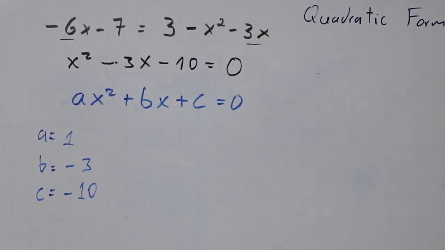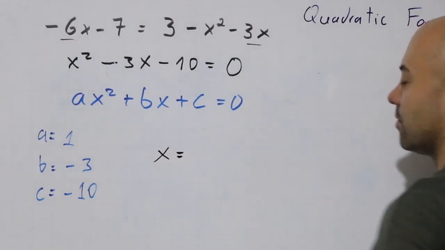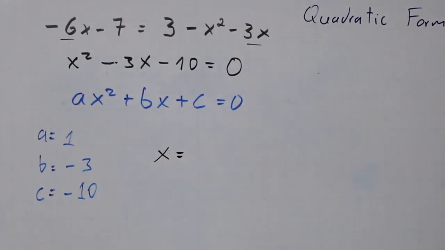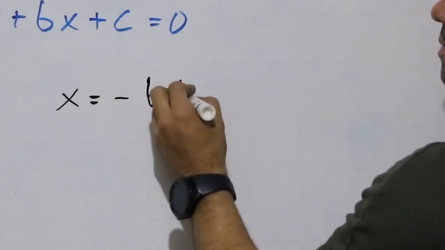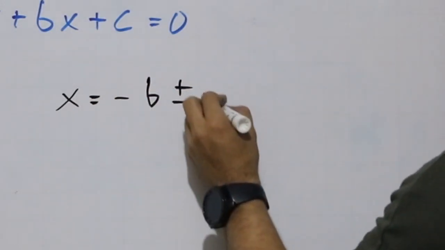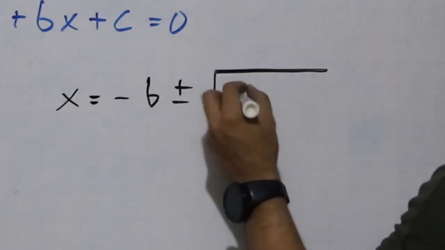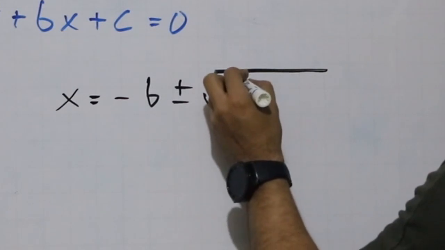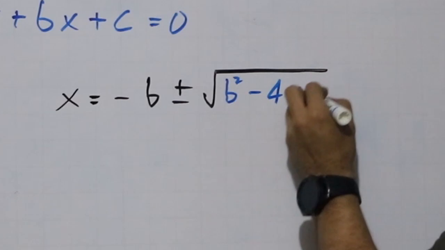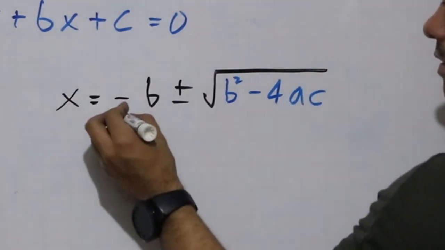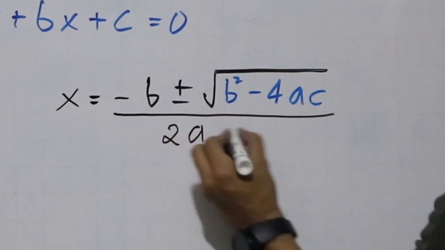Now it's time to use the quadratic formula. I always say to my students, don't memorize every formula, but this one is so important that you have to memorize it. The formula says minus b plus minus, and here comes something important, the square root. I'm going to write with a different color what's inside the square root: b squared minus 4 times a times c, and all of that over 2 times a.